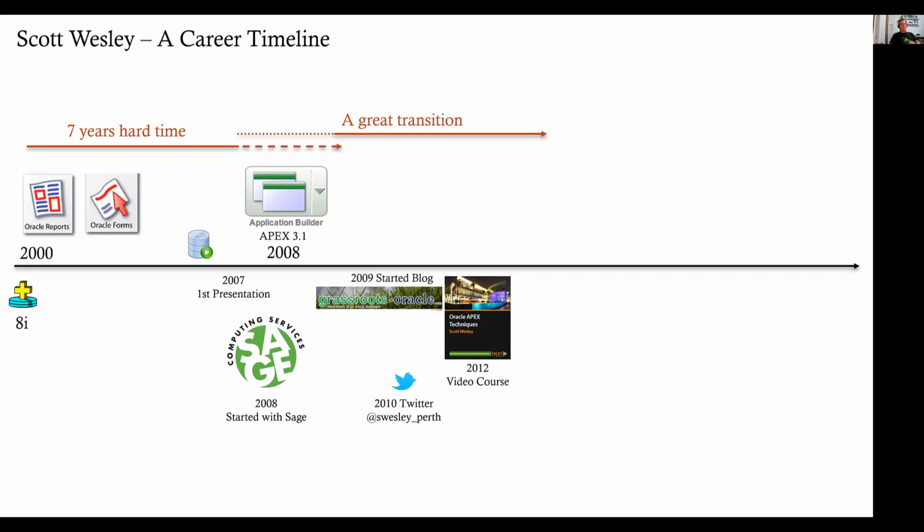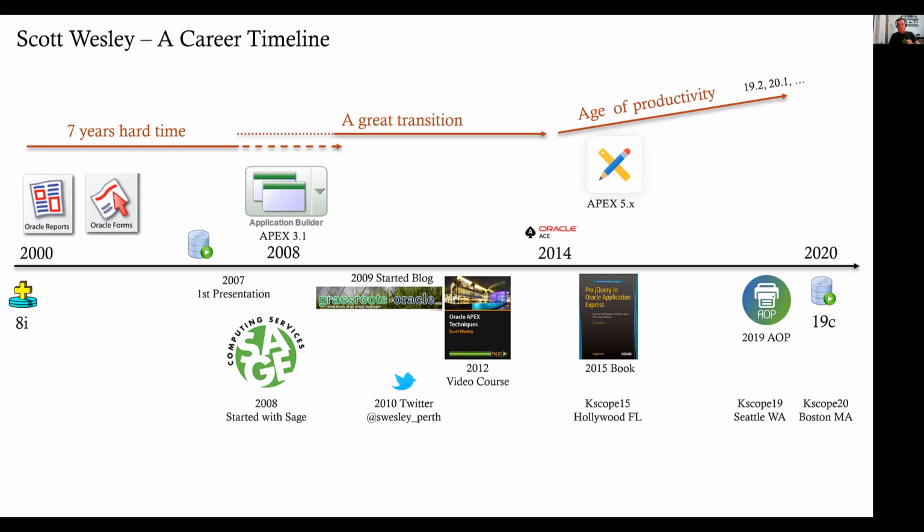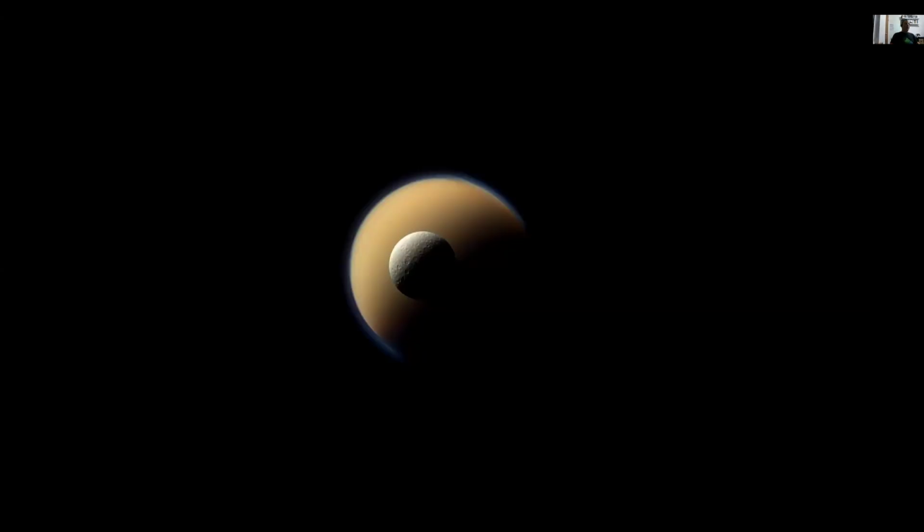And then from then on, we had an age of productivity where Apex 5 came out and all things were just amazing. I somehow published a book. I visited my first Kscope conference. And now we're working on 19C, doing a bit of AOP. Things are wonderful for us. And I was thinking of publishing something new as well, but then 2020 came along and we're no longer going to Kscope in Boston, but we're all working from home and having this amazing 24 hours. This is a wonderful thing to be a part of, and I feel very privileged.